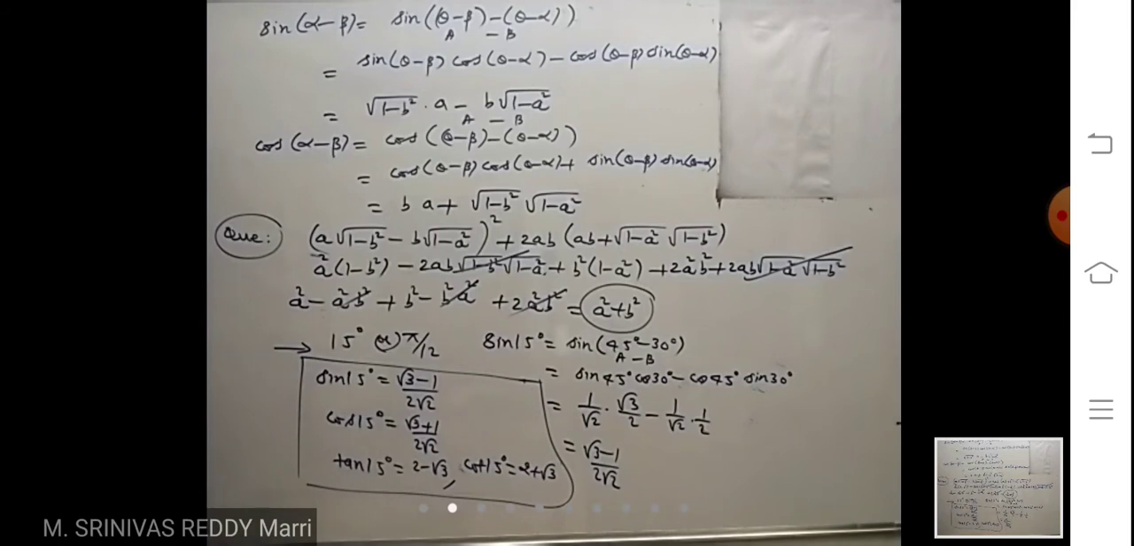Pi by 12, this is in radian. It is half of 30 degree. Pi by 6 divided by 2, that means pi by 12.